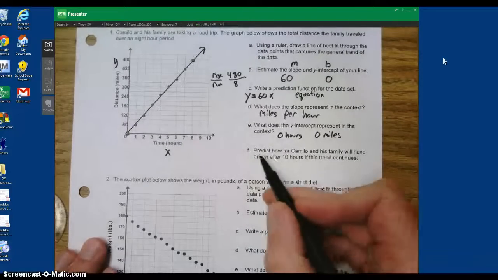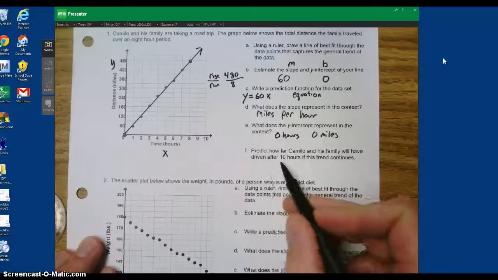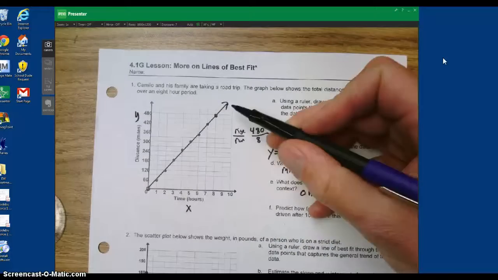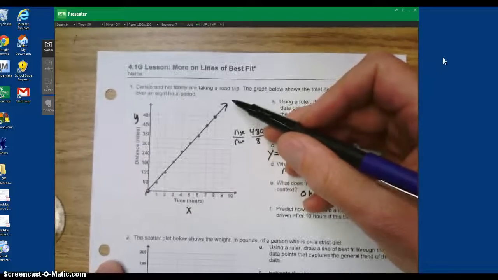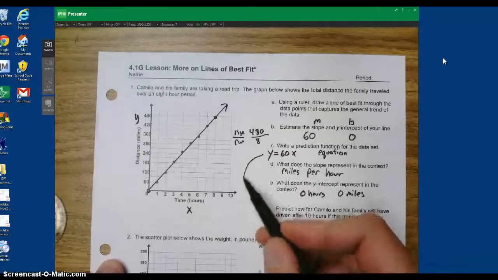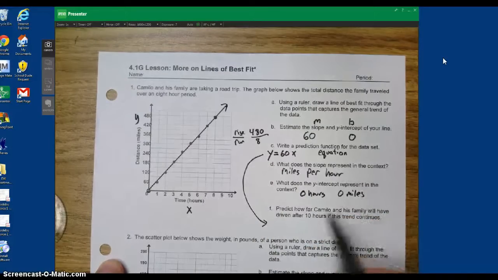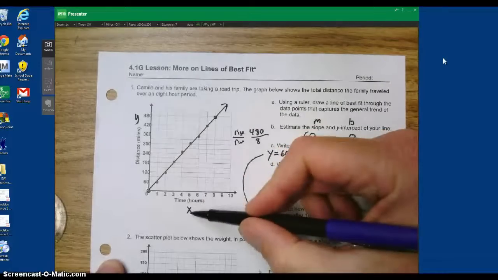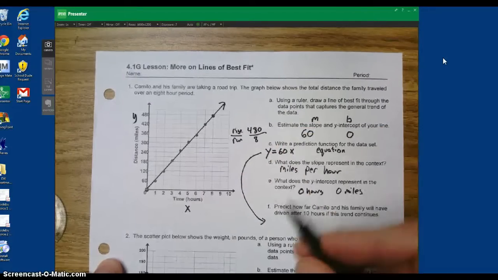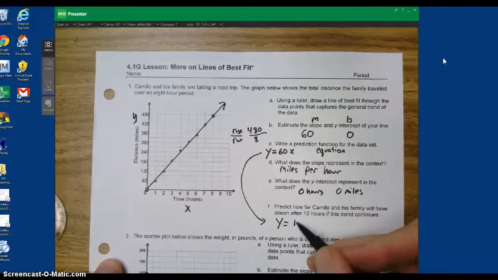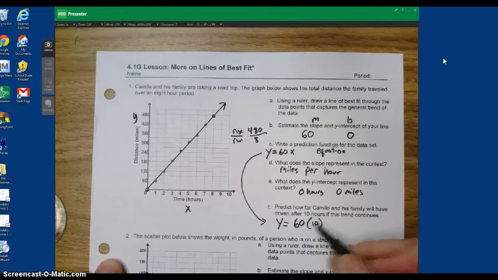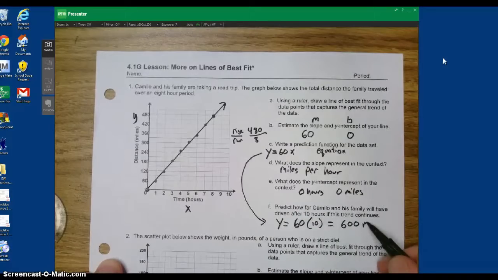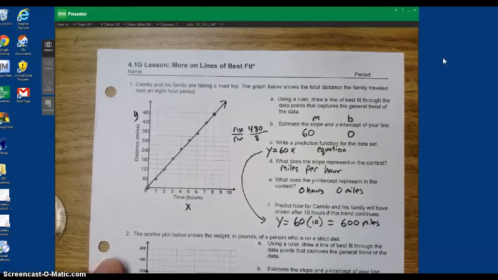Now this one is predict how far Camilo and his family will have driven after 10 hours. Well, see, this graph doesn't go up to 10, but we can assume the line does, but we can't really just guess. Sorry about the focus. But we have an equation, guys, so you're going to use this equation to help you predict. So if they tell you it's 10 hours, isn't 10 hours the x value? All you do is plug in 10 for x. So y equals 60 times 10. That's the number of hours, so equals what? 60 times 10 is 600. So how far will it go? 600 miles. Okay. No problem, right?